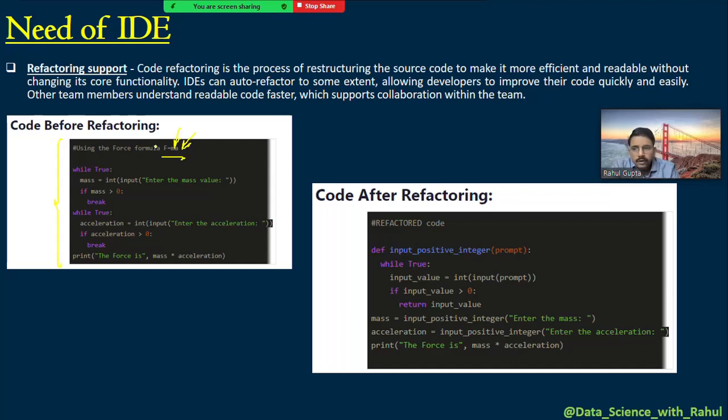So what we will do is write a code where we ask the user first to give the mass, and then we say if the mass is greater than 0, because if the mass is negative or 0, then it is of no use for us. So if mass is greater than 0, then break this loop. If the acceleration is greater than 0, then break this loop. Acceleration can be negative, but in this case we are taking positive only. And then we are printing mass into acceleration.